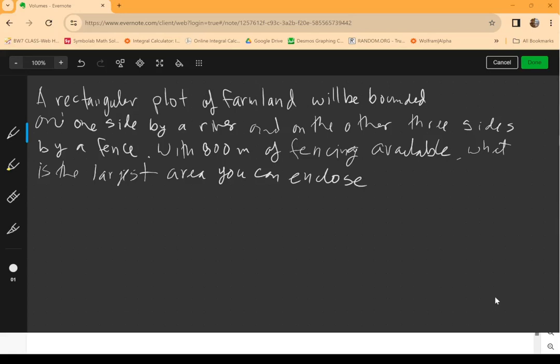Okay, so for this example, we're going to take a look at a topic called optimization. This is a type of problem that can be solved using calculus. But since we haven't developed those tools yet, we will take a look at ways that we can solve it with the tools that we do have at our disposal right now.